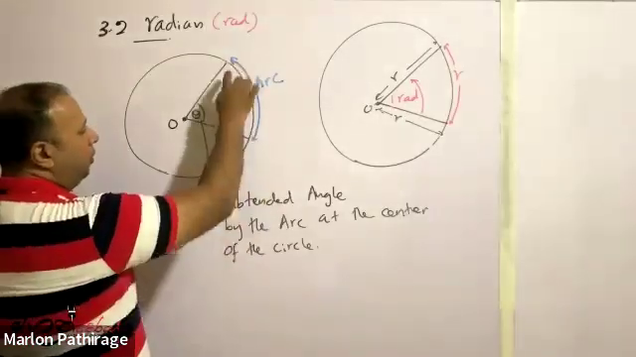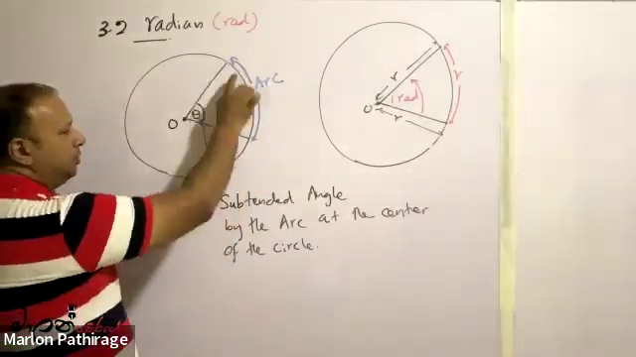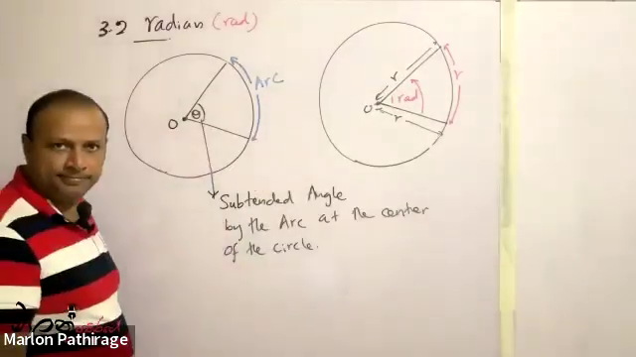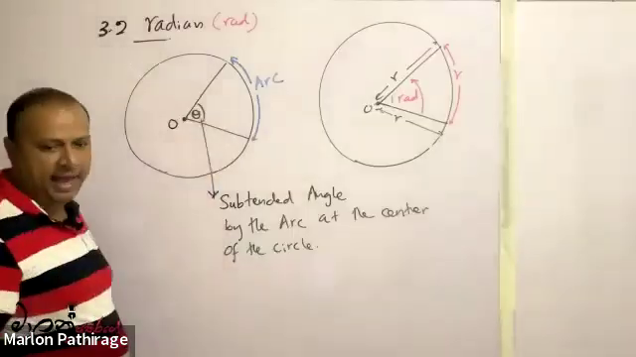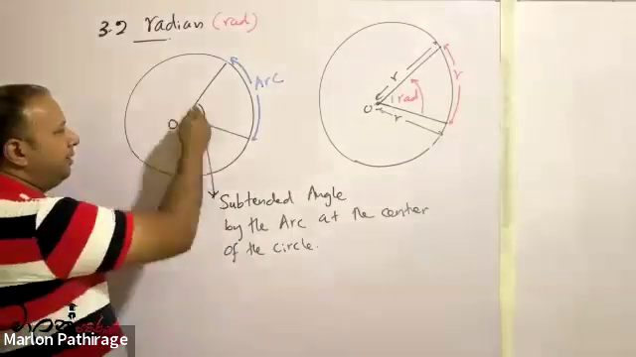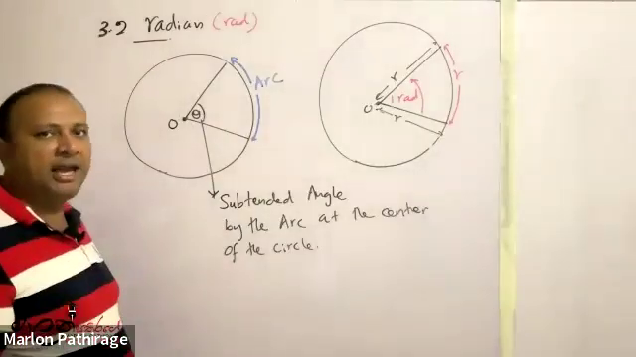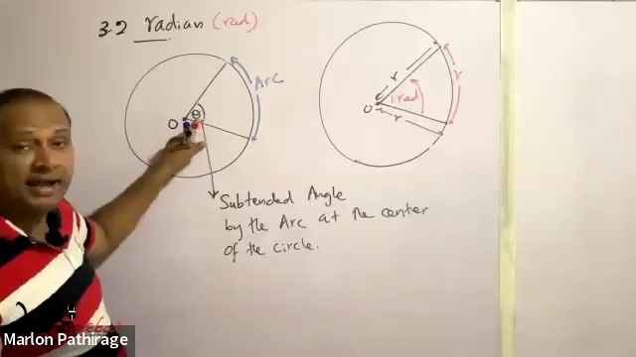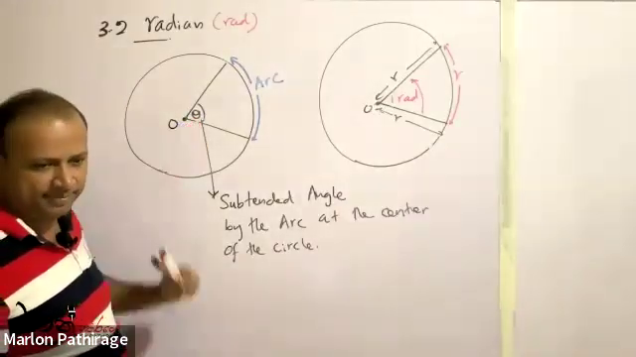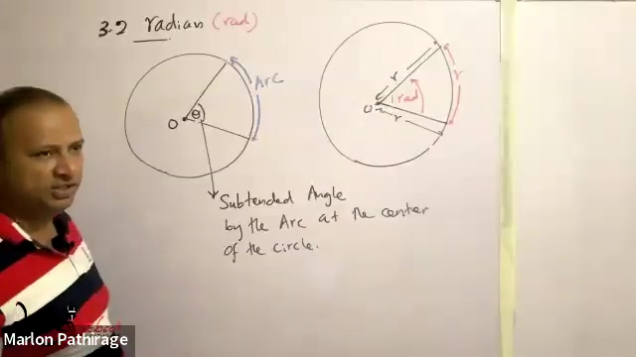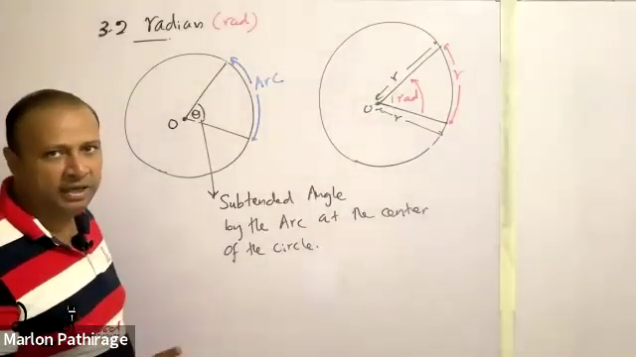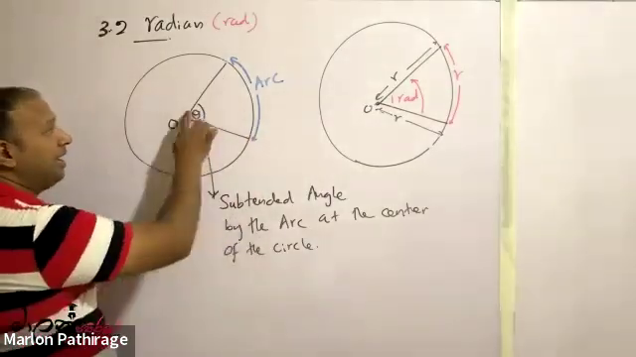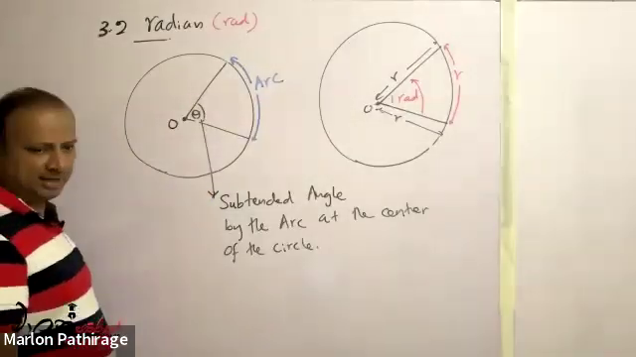So if you draw two lines from the two edges of the arc to the center, it will create an angle. That angle is called the subtended angle by the arc at the center. So this is the subtended angle by the arc at the center. This is the normal or standard notation. This is the arc.